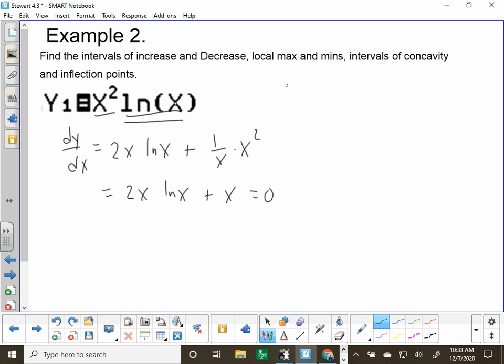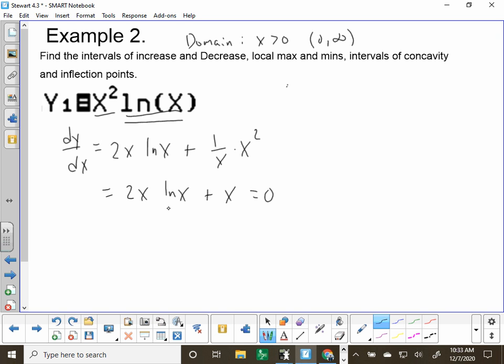Also, the domain is restricted on this. You can't take the natural log of 0 or negative numbers. So the domain of this function, right away you should recognize, in interval notation is 0 to infinity. Anything with 0 or any negative numbers blows up the domain, and we can ignore them because they don't even exist in this function.